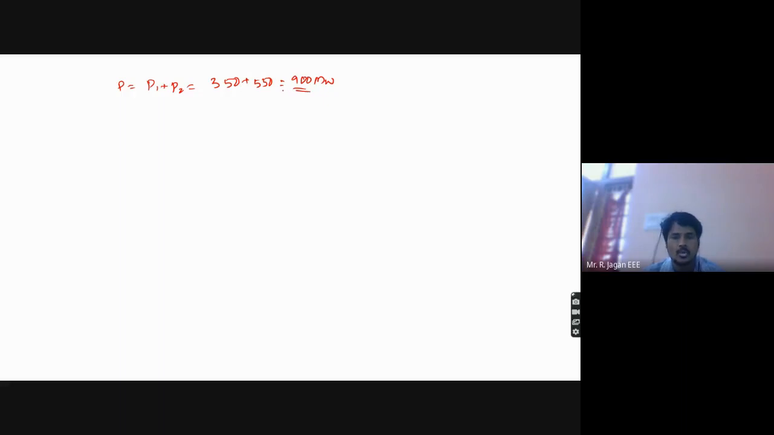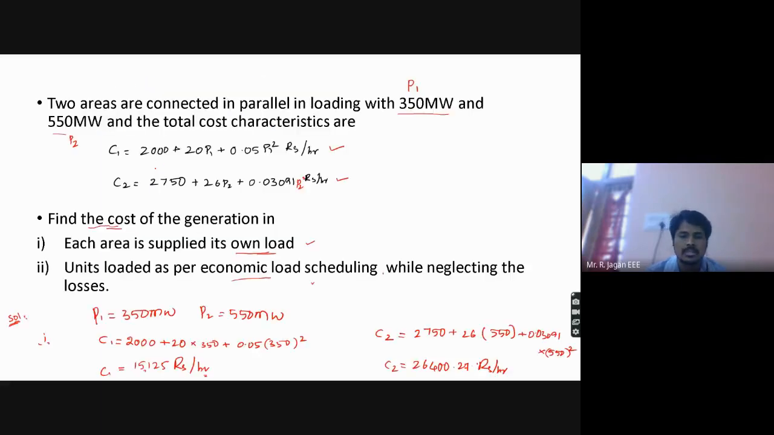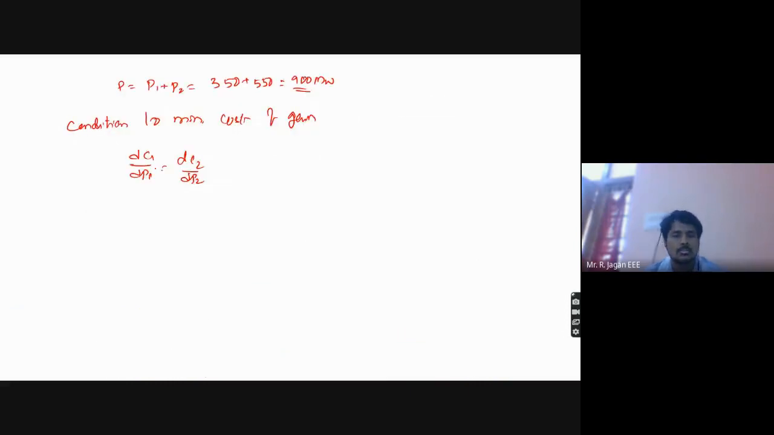Now this is the load I am having. I need to allocate this total load to the two different units while maintaining the minimum cost. So first we need to know the condition for minimum cost of generation. That is dou C1 by dou P1 is equal to dou C2 by dou P2. Here C is the direct cost, and dou C by dou P is the incremental cost, IC1 and IC2. Incremental cost is the change with respect to the power.